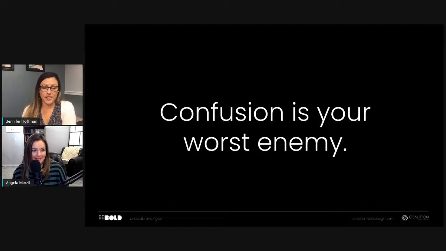And confusion is your worst enemy. So we can't stress this enough. There are so many websites out there that you go to and you have no idea what they sell or if they're the right fit for you. People get really clever with their words, but they lose people because it's not obvious what they sell. So we want to focus on being clear before being clever. It's okay to do both, but be clear first. Being clear always wins the day over being clever. So we can't stress that enough.